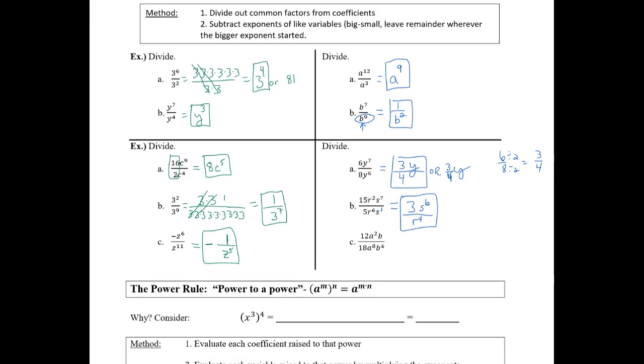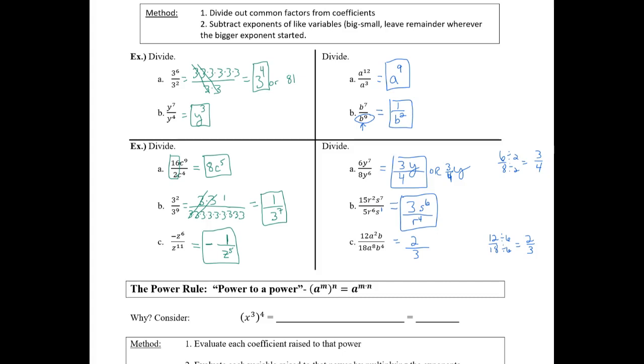Last example here. Same idea. I have those coefficients of 12/18. It's not going to divide to a whole number, but I can divide out a common factor of 6. And I would end up with 2/3. So I'm going to have a 2 in the numerator and a 3 in the denominator.